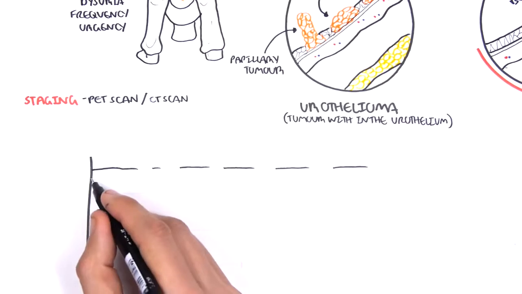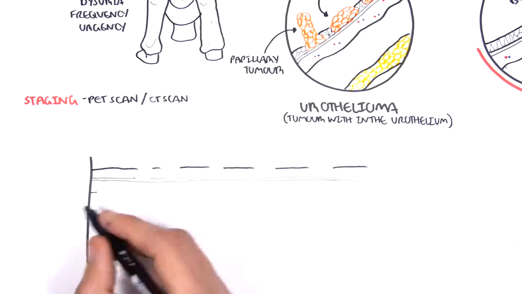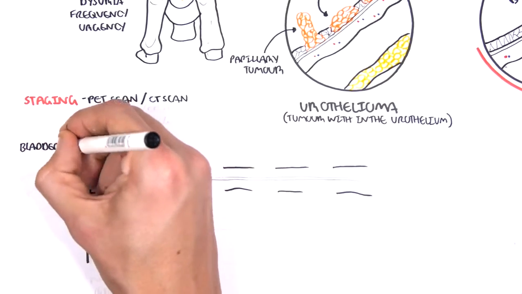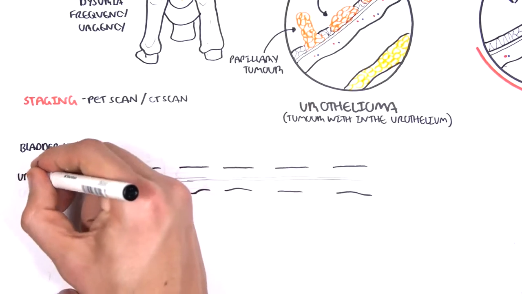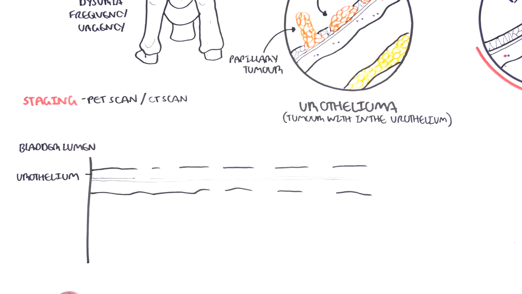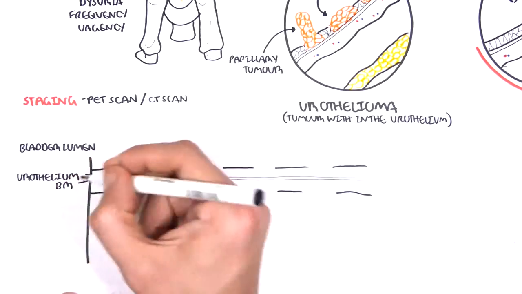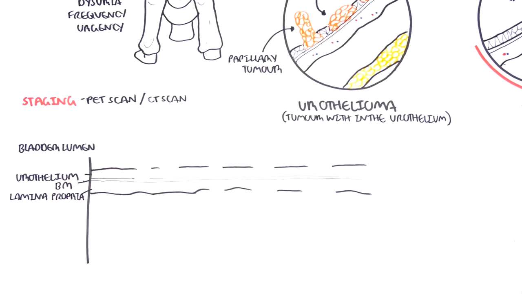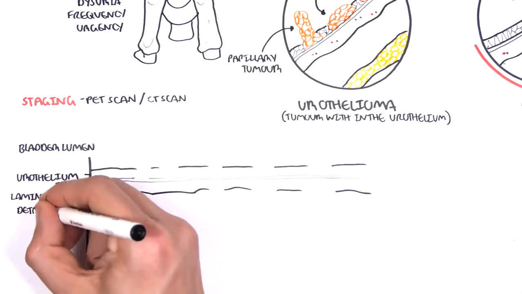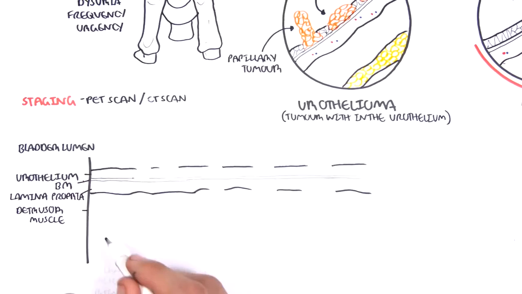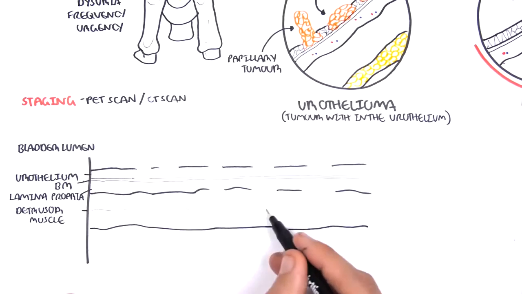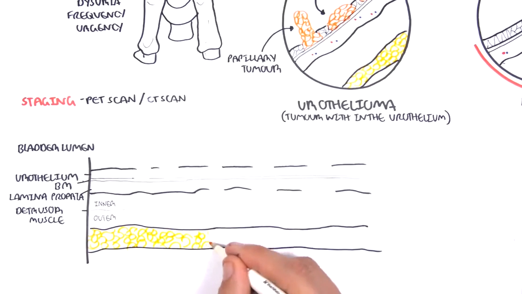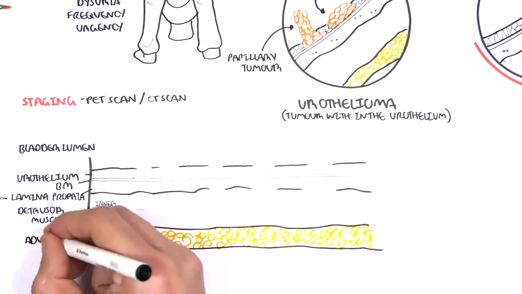So let us recap the layers of the urinary bladder. Here on the top is the bladder lumen, again, which stores urine. The urothelium, which is composed of the transitional epithelial cells. Below this is the basement membrane, the lamina propria under it, and then you have the muscle layer called the detrusor muscle. And there's an inner and outer part, or a superficial and deep. Below the detrusor muscle is the adventitia, which is the fat layer.